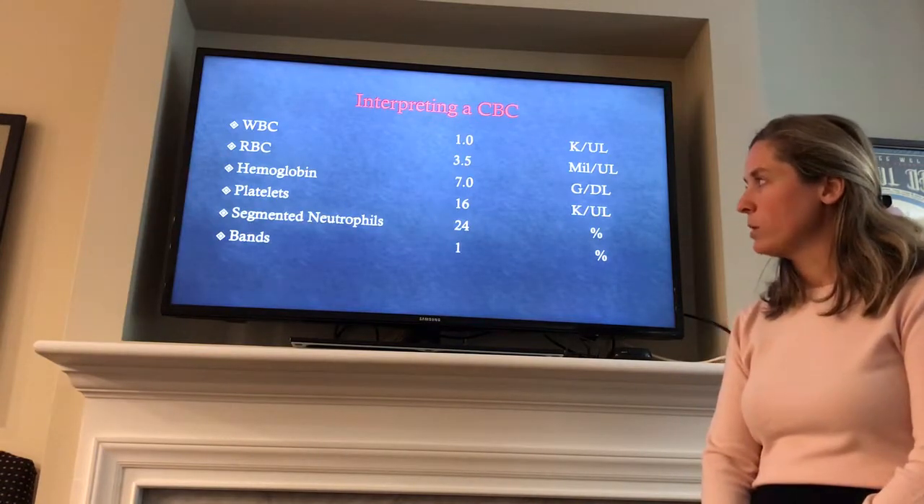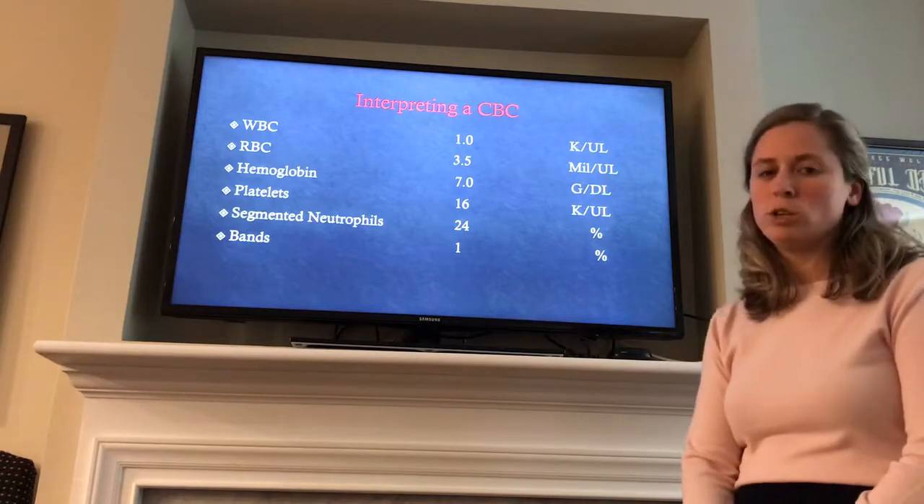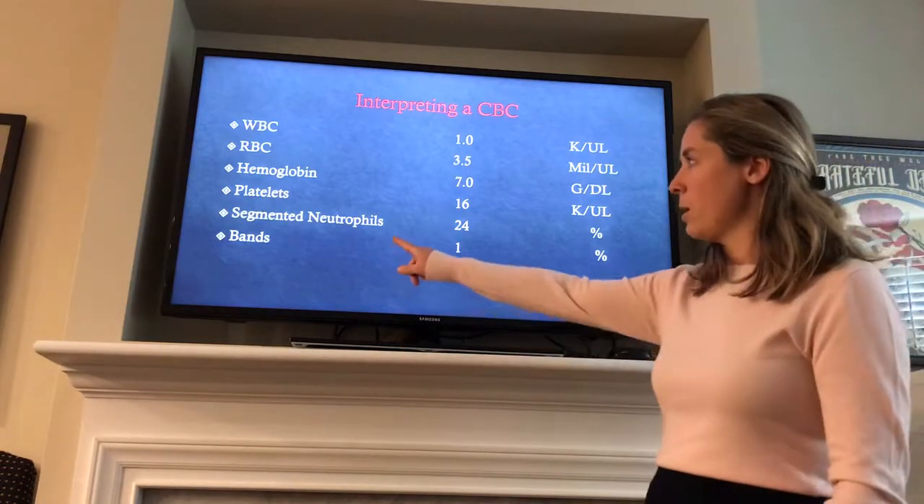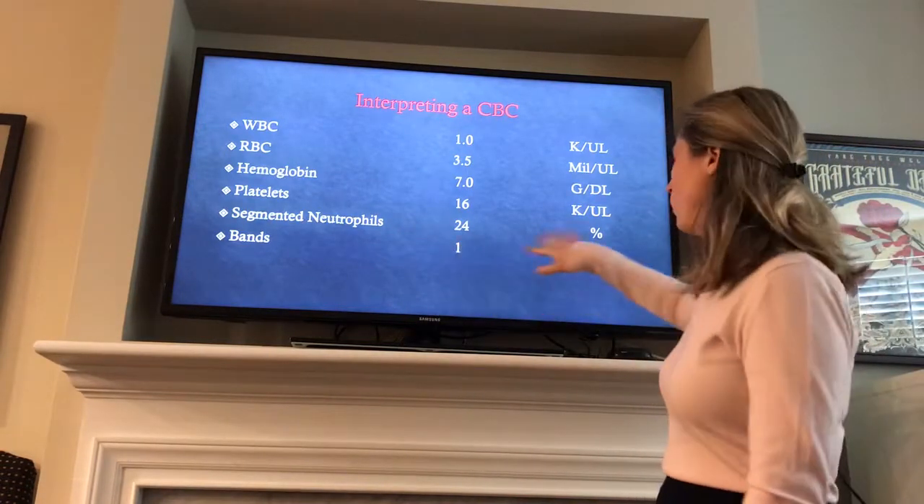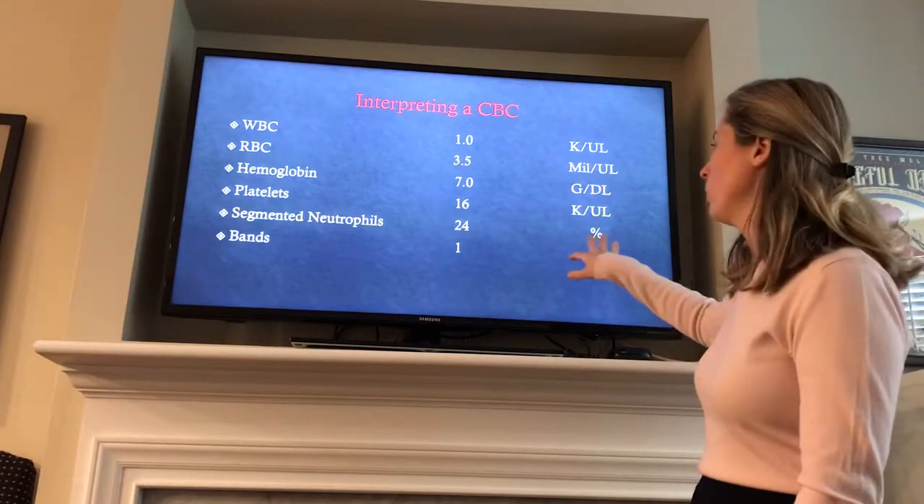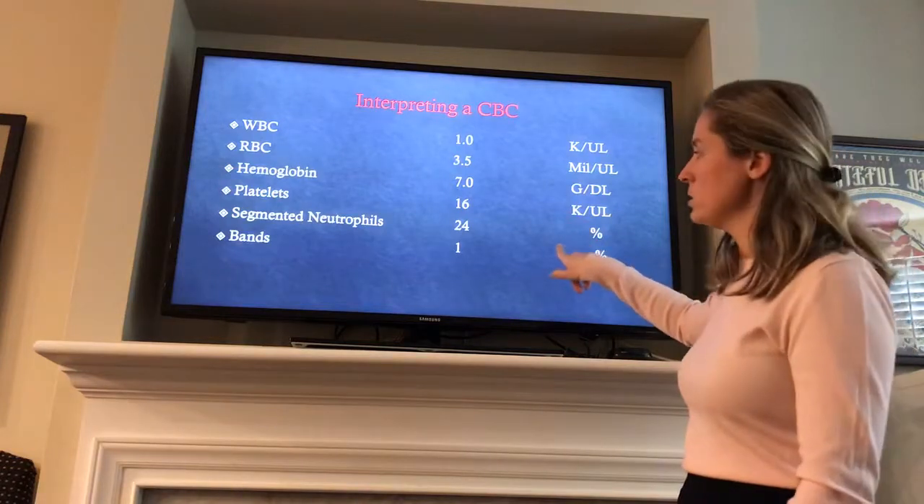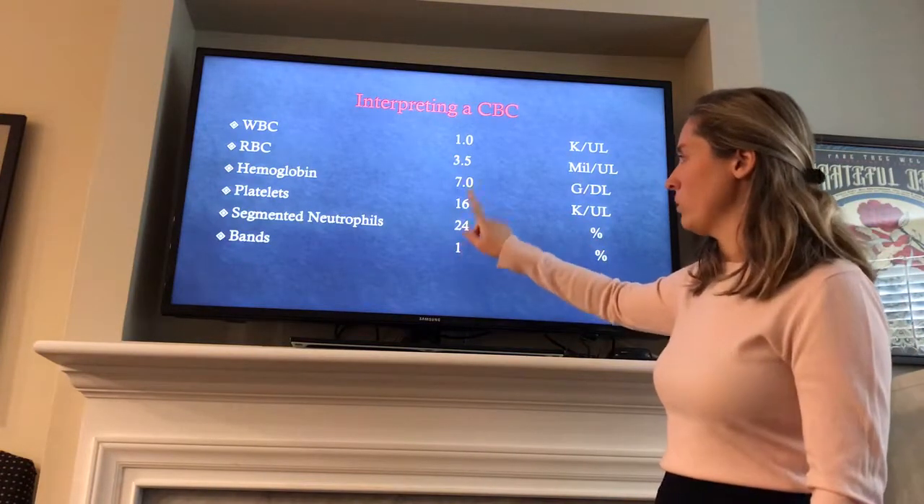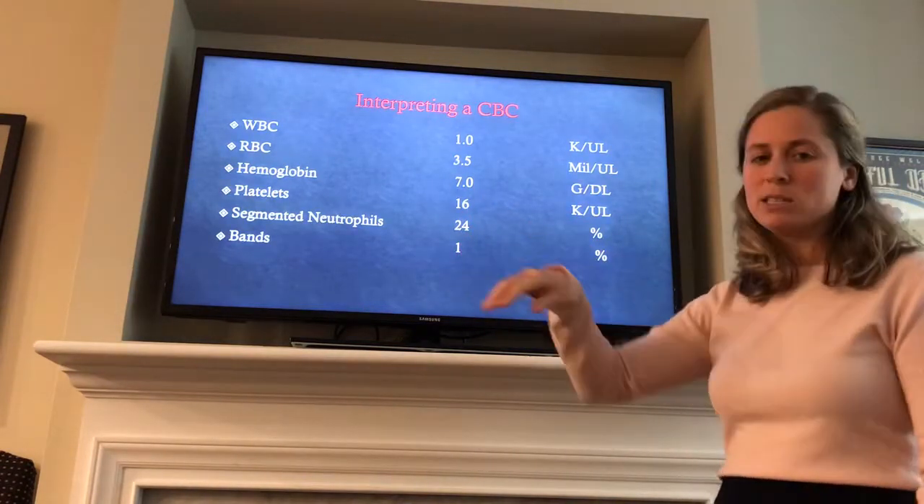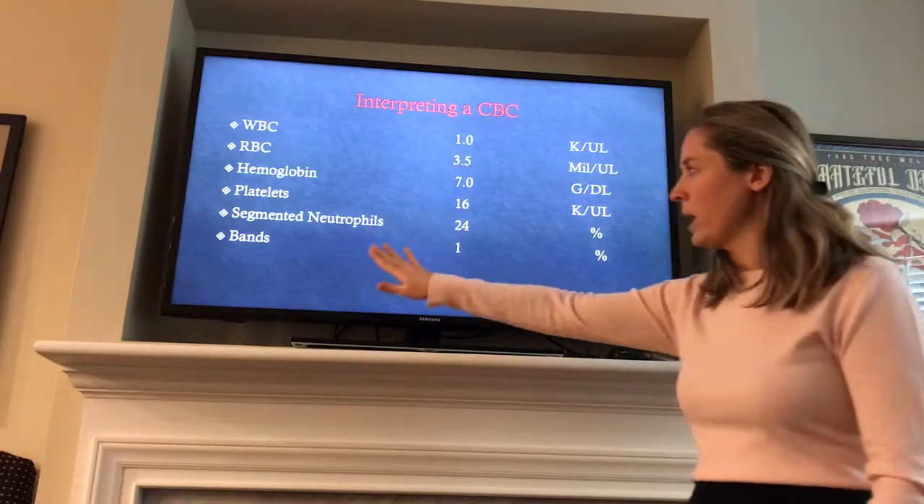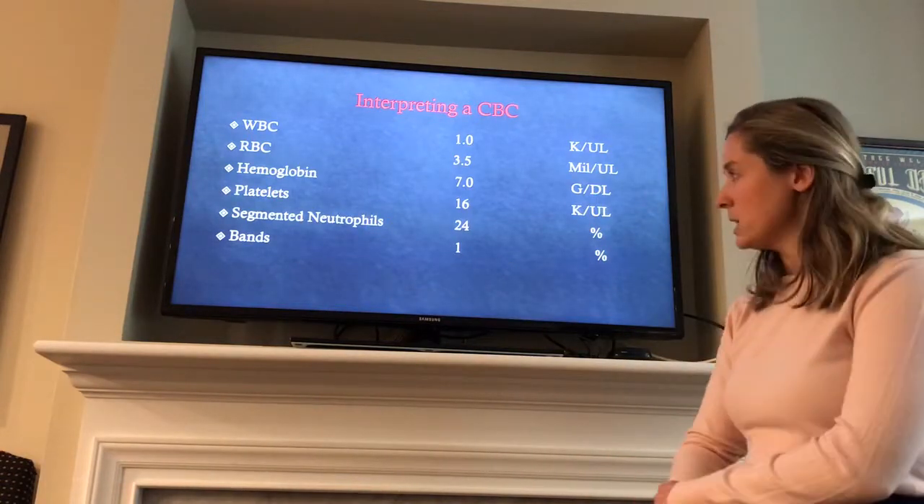And then we have our segmented neutrophils and bands. So those are just two different types of neutrophils. This is the percentages of the types of neutrophils. So 24% of the white blood cells are segmented neutrophils, and 1% of the white blood cells are bands. That's what this is telling us. So if you add up the segs and the bands, then you're able to get your ANC.